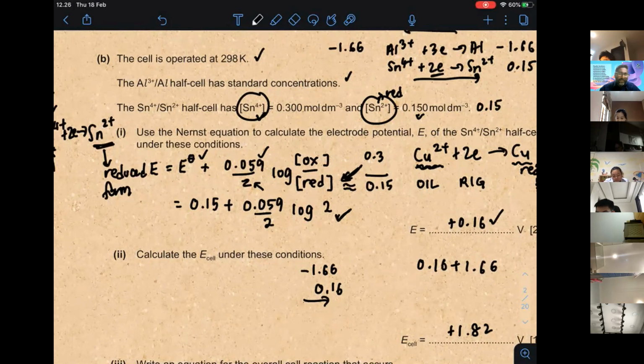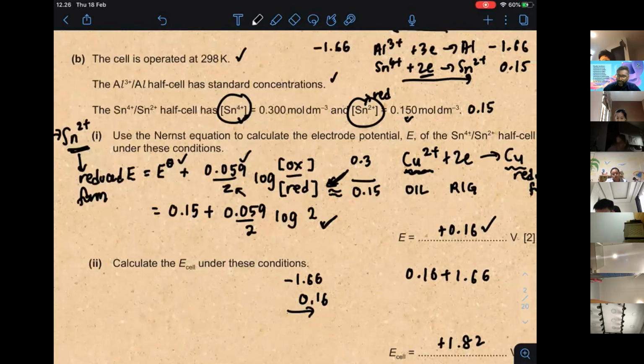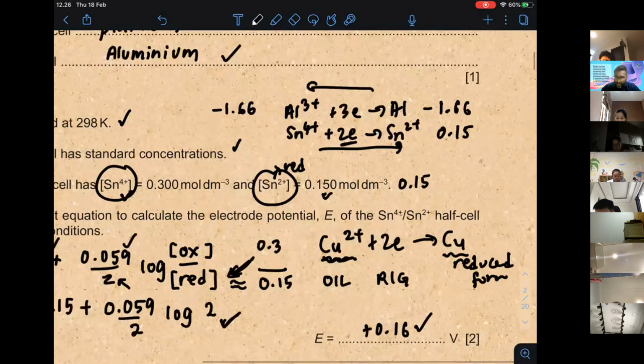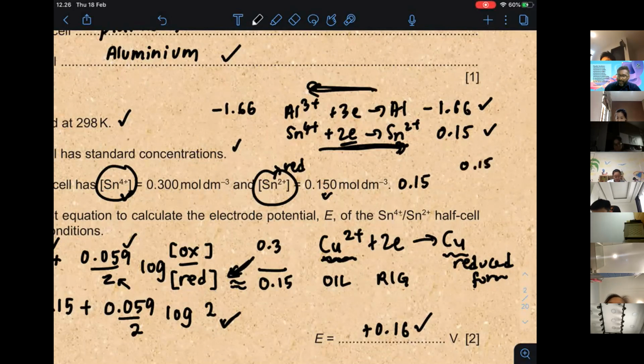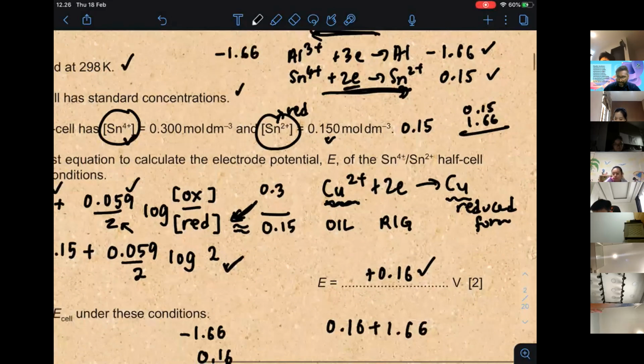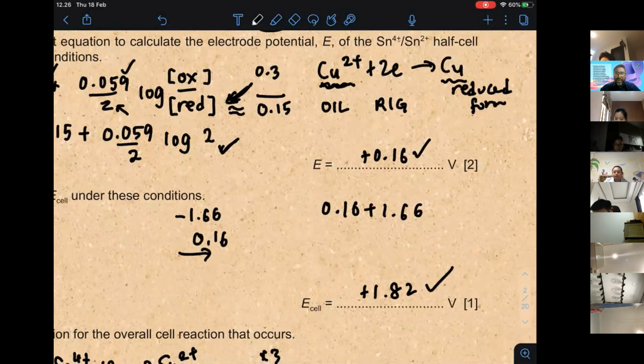Now calculate the E cell, very easy also. Look at your data booklet. You will see the negative 1.66 and 0.15. The one that is more positive will move forward. This is moving forward. This will move backward. So this will be 0.15. The one that goes backward is going to become plus 1.66. So for the E cell you just need to add. When you add, you are going to get positive 1.82. Very easy, this part.